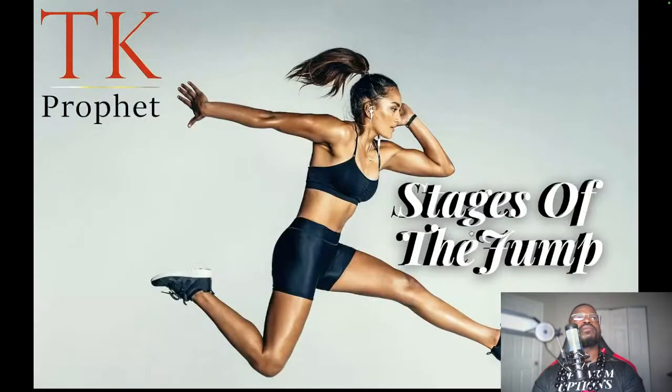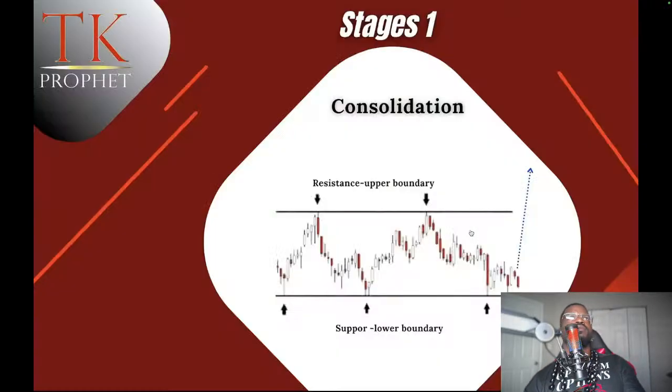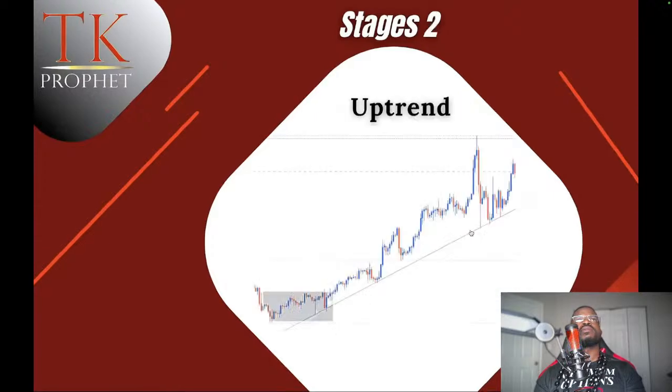Welcome to the next video in our series, The Jump, where we'll use a visualization of a long jump as a reference point to relate to market structure. Stage 1 will be the area that we recently learned to identify as range or consolidation. Once price breaks out of range or consolidation, we move into stage 2, which is our uptrend.